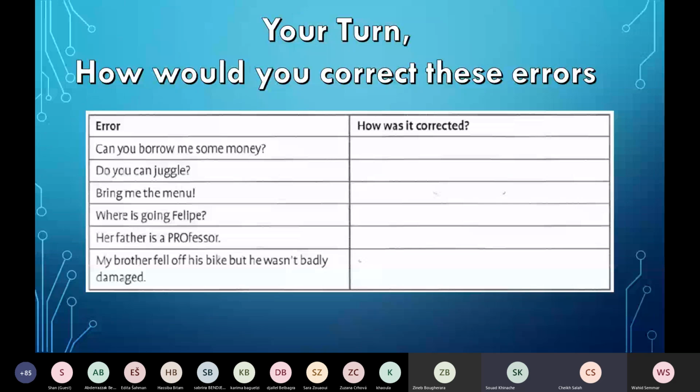Okay, what about "my brother fell off his bike, but he wasn't badly damaged"? Any thoughts? Yes, could you please use the raising hand option if you want to answer this question? I can see only Suad is raising her hand. Maybe from the last time, or you really want to answer this question too? Yes, Suad?